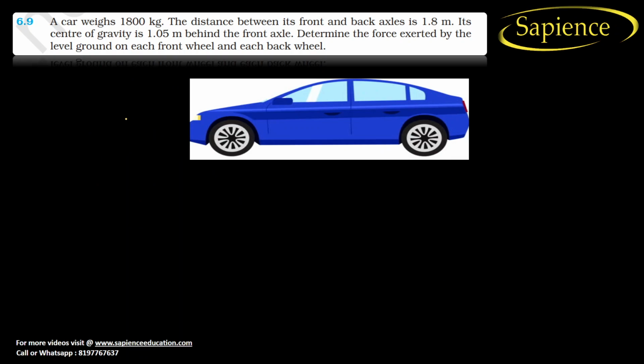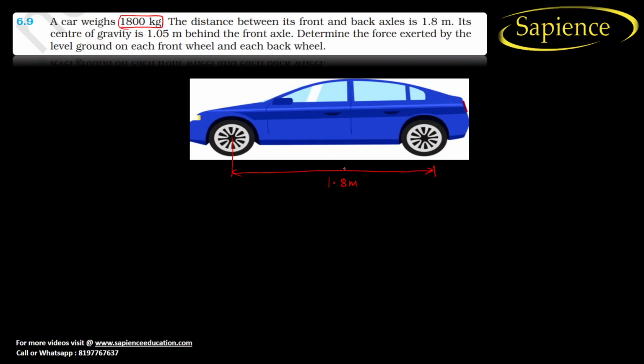Now see, this is question number 6.9 from NCERT. Here it is given that a car weighs 1800 kg and the distance between its front and back axle is 1.8 meter. So let us consider this is the center of the front wheel and this is the center of the rear wheel. The distance between these two is 1.8 meter.